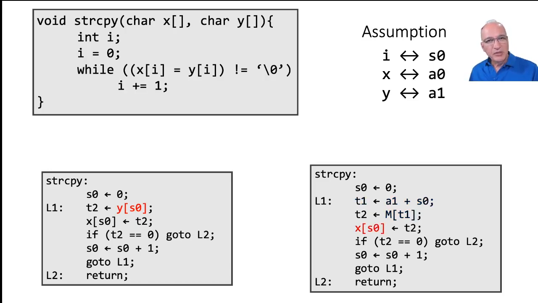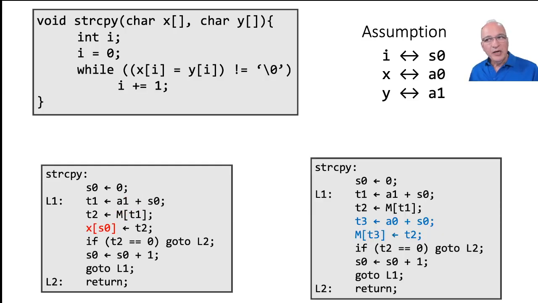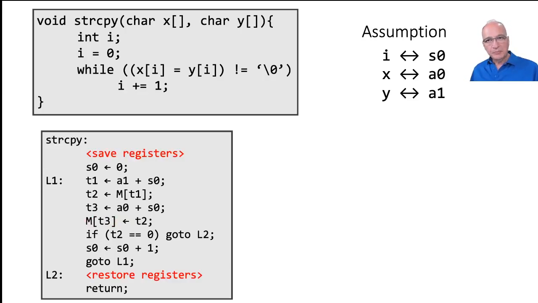Next, I need to do something similar for x of S0. I need to first compute the address and then store into that address. Computing the address of x of S0 will be the base address for x, which is in A0, and I add S0 because, again, x is an array of characters. In that notation, M of T2 or M of T3 or M of T1 are the memory positions of the given address. I use M to represent memory. So now that I have my code, I need to save registers and restore registers at the beginning of the function.